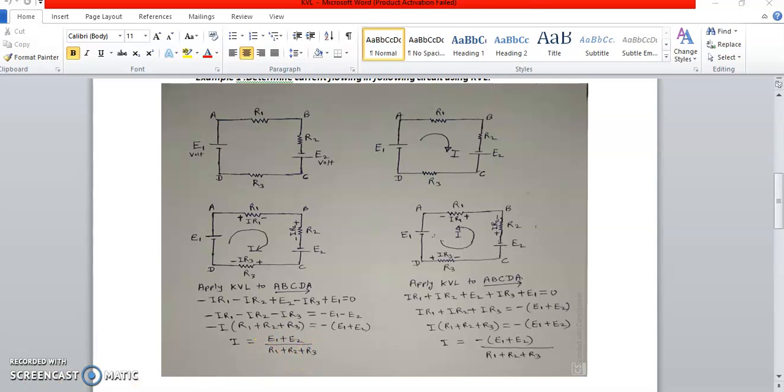Simplifying this, we will get current I is equal to E1 plus E2 divided by R1 plus R2 plus R3. The same example we can solve by assuming anti-clockwise direction of current through this closed path. Apply KVL to this closed path A, B, C, D, A.